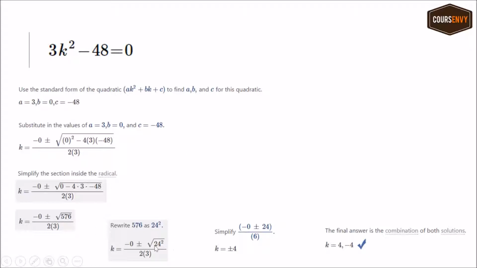So we rewrite 576 as 24 squared, which is simply 24 alone, right? So negative 0 plus or minus 24 divided by 6. So let's simplify even further. We're looking at negative 0. So that really doesn't matter, right? So we keep the plus or minus 24 divided by 6. What are we looking at? Plus or minus 4. So the final variable value is actually what that equals. Positive 4, comma, negative 4.